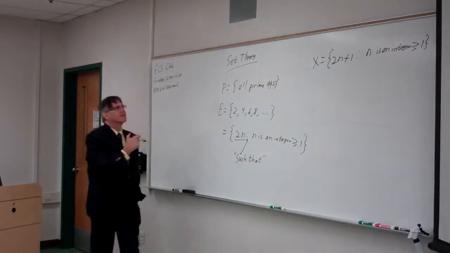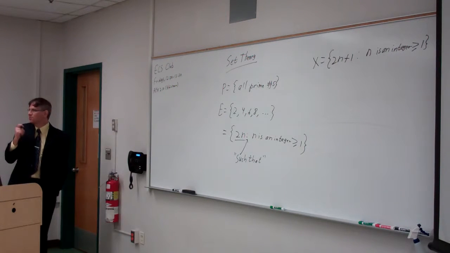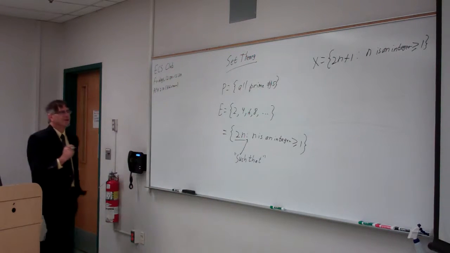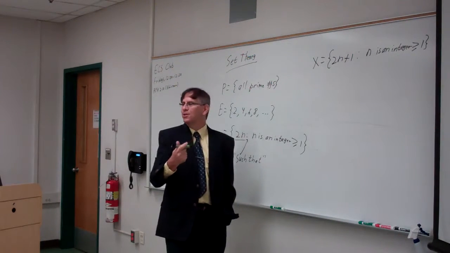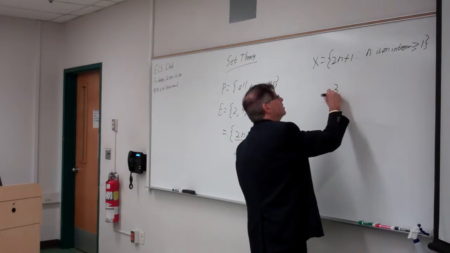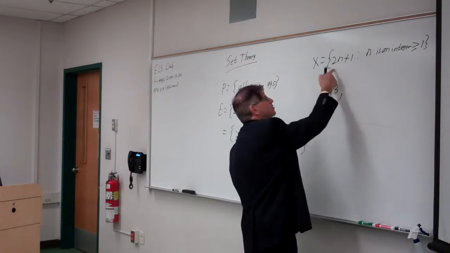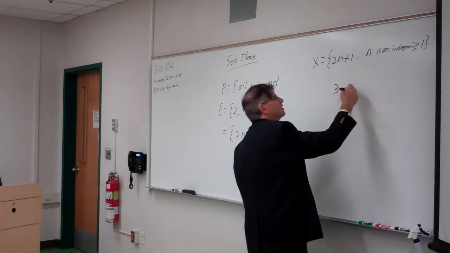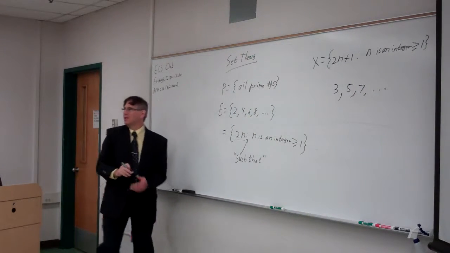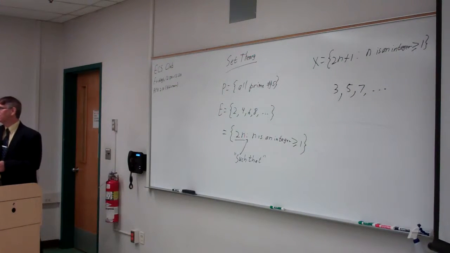What set would this define? Set of all 2n plus 1, such that n is bigger than or equal to 1. Odd numbers above 1. And if you want to see that, just start plugging in values of n and look for a pattern. If n is 1, this will be 3. If n is 2, this will be 2 times 2 is 4, plus 1 is 5. If n is 3, it'll be 6 plus 1 is 7. And you'll end up with all the odd numbers bigger than 1.